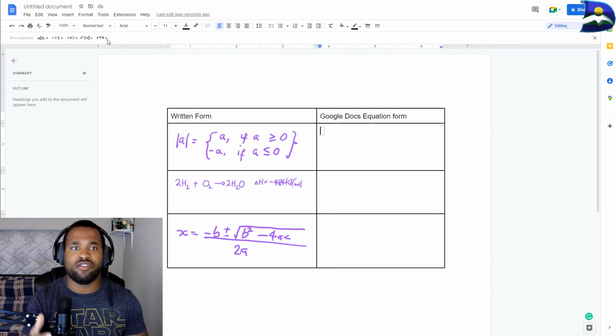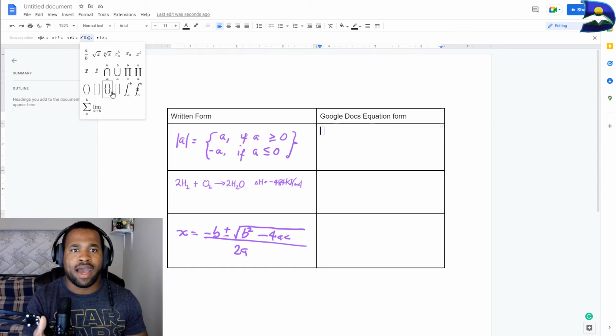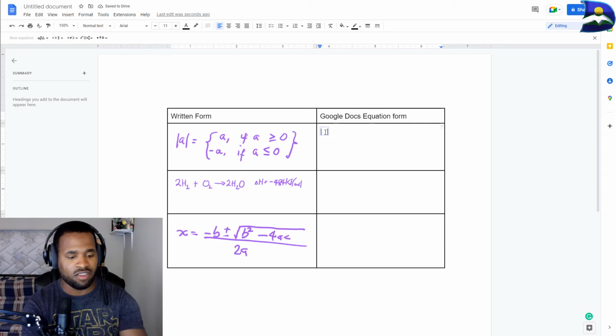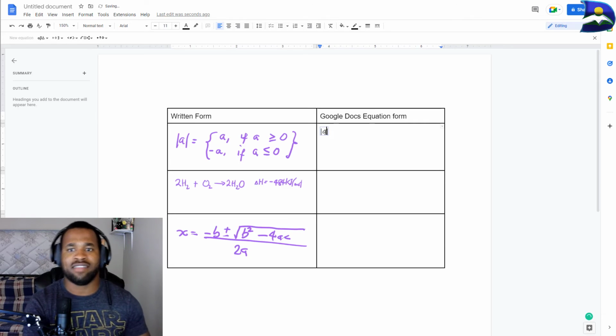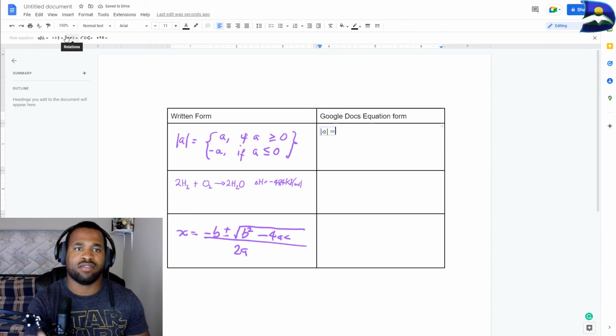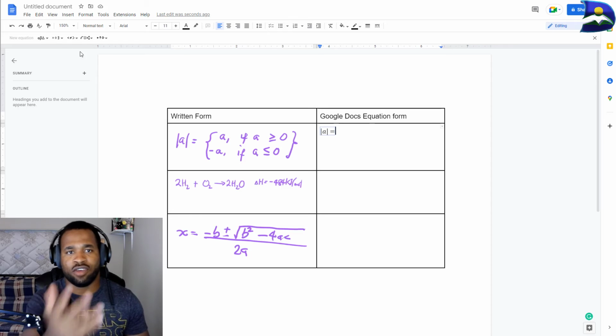So let's begin with the following. First, I need an absolute value. When I look here, I see this particular symbol. Once I click on it, it gives me this particular instruction where I type my A, and then I move my arrow to the right, and then I type my equal sign. And in here we don't need to find the equal sign because it's not here, it's on our keyboard already, so we don't need to search for it over here.